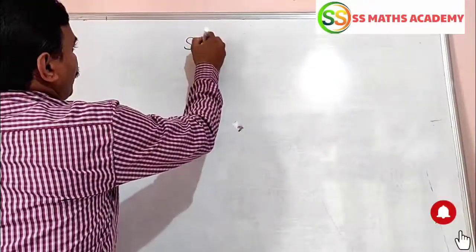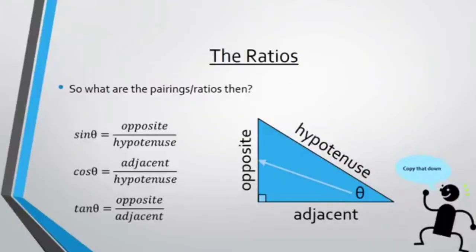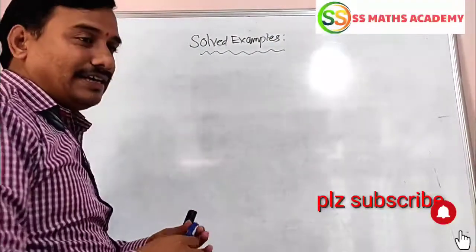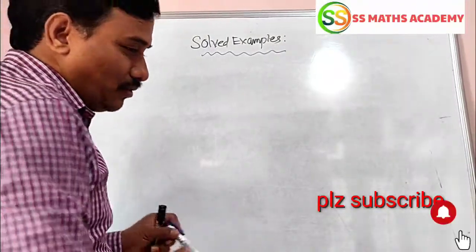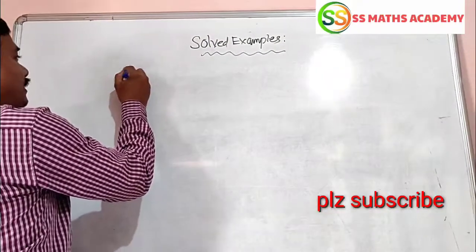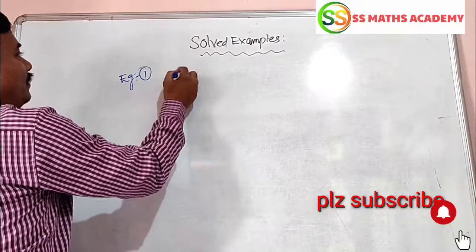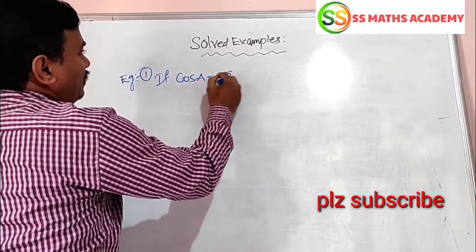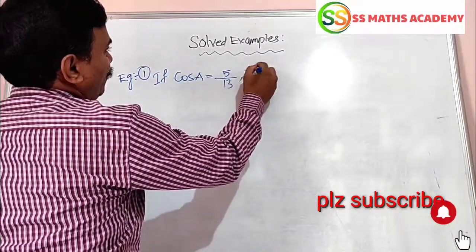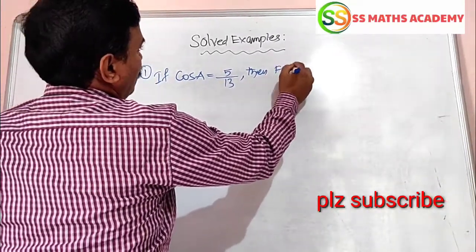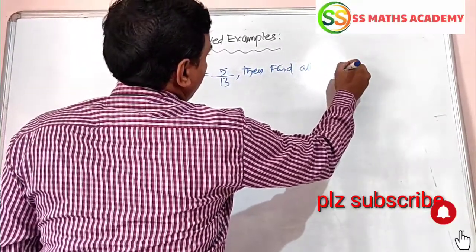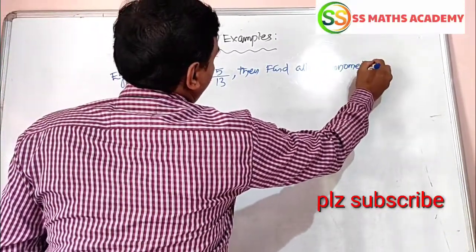For example, I have to take one question. Example 1. If cos A equals 5 by 13, then find all trigonometric ratios.